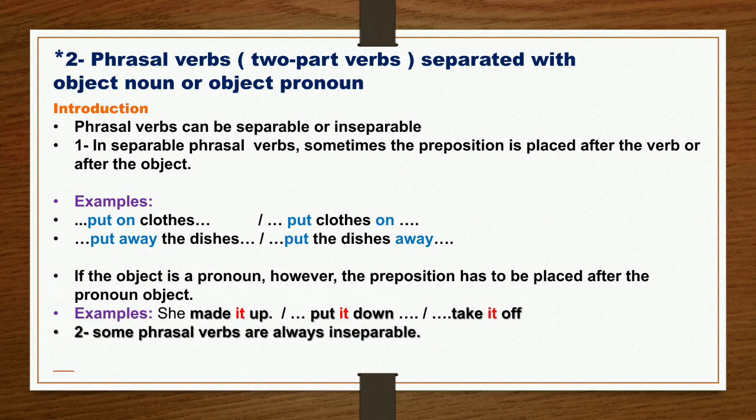2. Some phrasal verbs are always inseparable. هناك بعض الأفعال المركبة لا يمكن أن تكون أو تأتي منفصلة، مثل look at it. We can say look at it, but we can't say look it at.